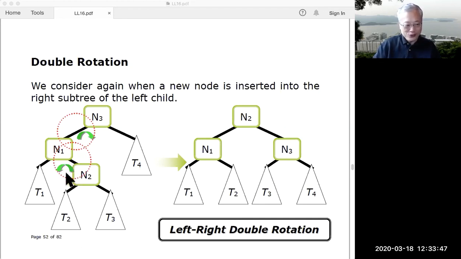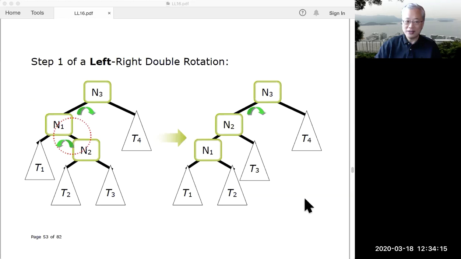So first we do a left rotation. When we do the left rotation, N2 is raised up, and then N1 will be getting lower, okay? And then we do a right rotation, then N2 becomes the root, and N3 is pushed to the right, okay? And then we just reshuffle T1, T2, T3, T4, and then we get this tree, which is rebalanced. Okay, so let me show you in more detail.